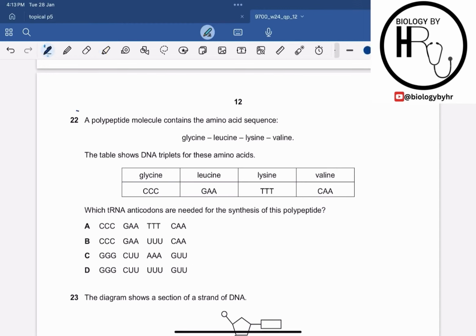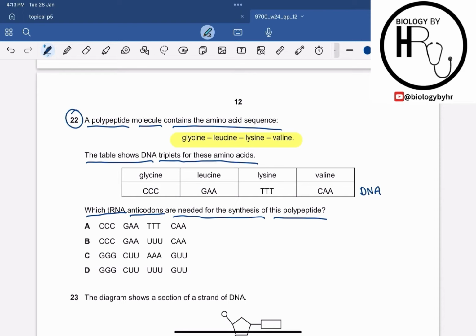Alright, so question number 22 says that a polypeptide molecule contains the amino acid sequence of glycine, leucine, lysine and valine. Now they are saying that the table shows DNA triplets of these amino acids. Which tRNA anticodons are needed for the synthesis of this polypeptide? So this is the sequence of the DNA triplets. From the DNA, through the process of transcription, the mRNA will be made, which will have the codons, and then complementary to those codons will be the anticodons, which will be located on the transfer RNA, which is the tRNA, right?